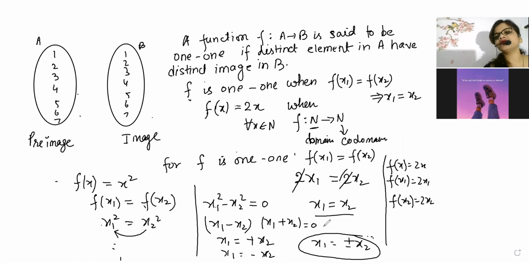This is what type of function? This is not one-one. So when you are not successful in proving x1 is equal to x2, it means 100% it is not one-one, it is a many-one function. I hope my children understood. Okay.